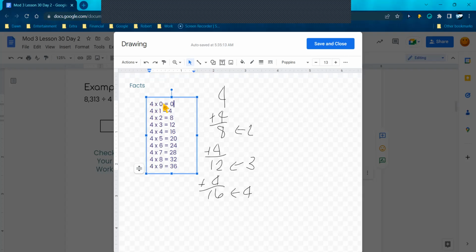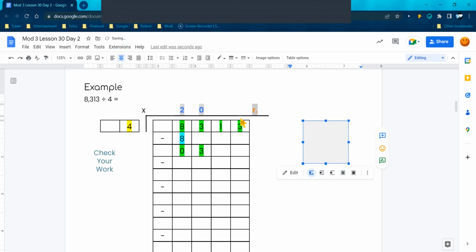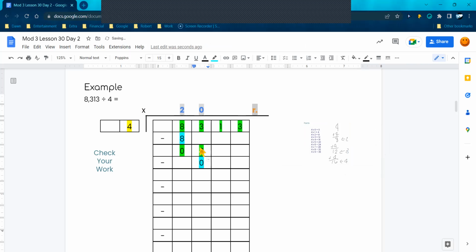I never think about doing 0 first, but I guess maybe we should so that we know it's 0. So 0 to 4 are those numbers we have to use 0 for. Okay, 0 times 4 is 0. 3 minus 0 is 3. And then bring down. I have my 1.